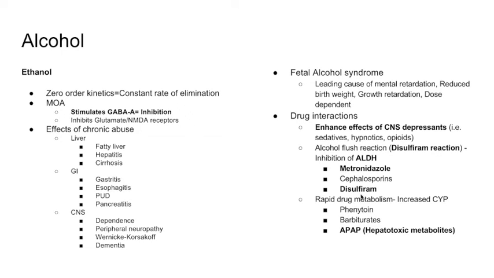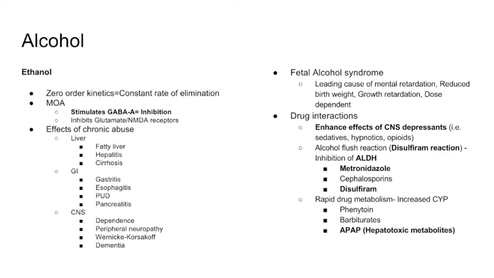And the last thing that I was going to talk about for drug interactions is that alcohol can cause rapid drug metabolism. And the reason for that is alcohol causes stimulation of the CYP enzyme. So medications that are metabolized by the CYP enzymes, like phenytoin, barbiturates, or acetaminophen, are metabolized rapidly. Now, what does this mean? It means that you're going to need a higher dose, for example, for phenytoin or barbiturates, but for acetaminophen specifically, if you combine it with alcohol, you get hepatotoxic metabolites. And the reason for that is that you increase the CYP metabolism of acetaminophen.